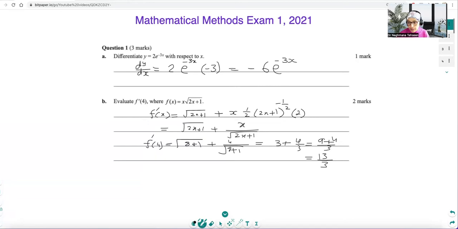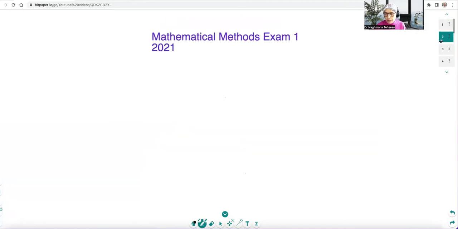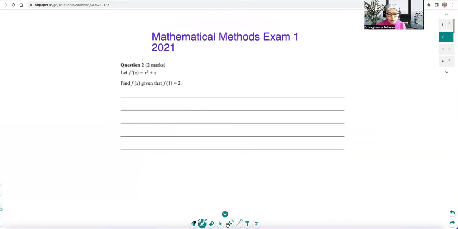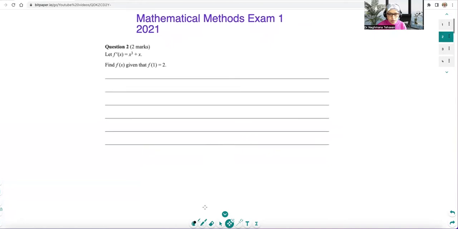So that's easy. Always spend less time on the things which are easy. Okay, now let's look at question number 2, part A, which is a 2 mark question. So we have f dash of x given, which is x cubed plus x. We need to find f of x given that f of 1 is equal to 2. So the very first thing is, we need to realize that the derivative of the function is given.